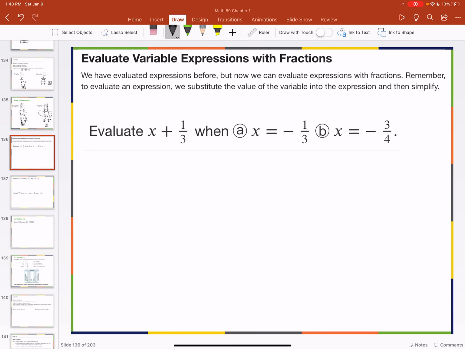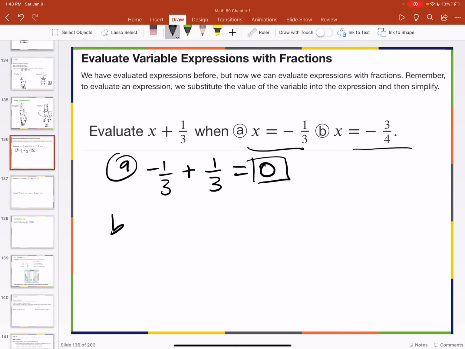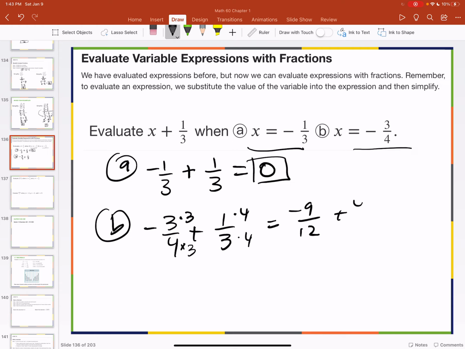All right, let's do a couple of evaluations. So let's evaluate x plus 1/3 when x is negative 1/3 and negative 3/4. So negative 1/3 plus 1/3, well, it's just opposites, so it's going to be 0 for A. And then for B, negative 3/4 plus 1/3, common denominator is 12. So times 4 over 4 and times 3 over 3, that's going to be negative 9/12 plus 4/12. And then that's just going to be negative 5/12, okay?